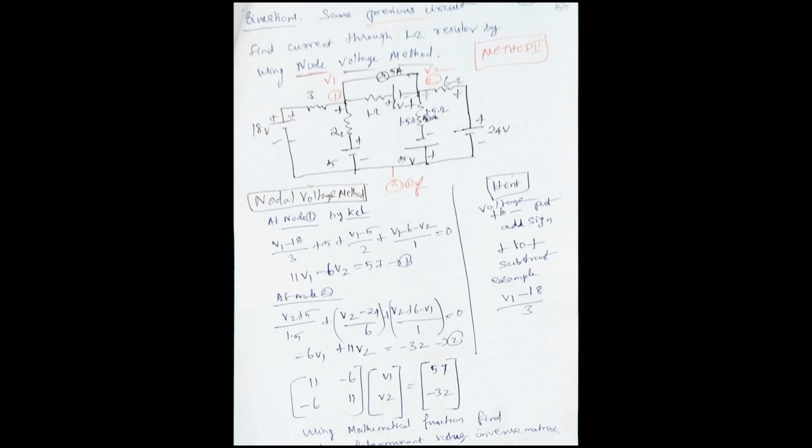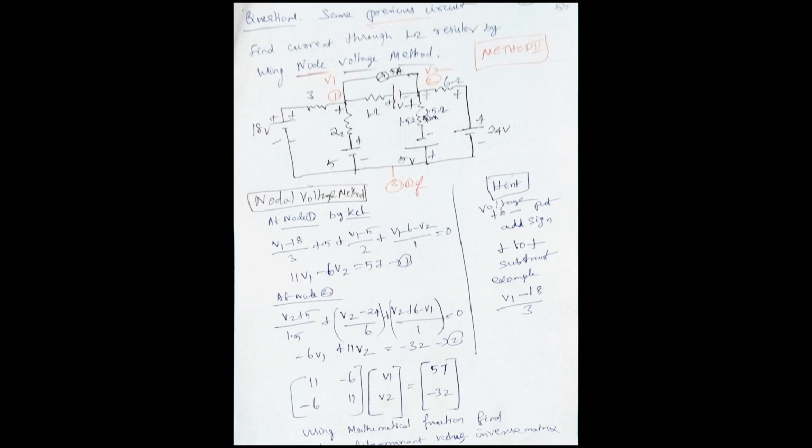The resistance is 2, so (V1 minus 5) divided by 2. Then consider the 6 volt source, with plus on the second terminal, so we put a minus sign. So V1 minus 6, and V1 and V2 are opposite, so put minus V2, divided by the 1 ohm resistance, is equal to 0. Using Kirchhoff's current law, put 0. That is the first equation.